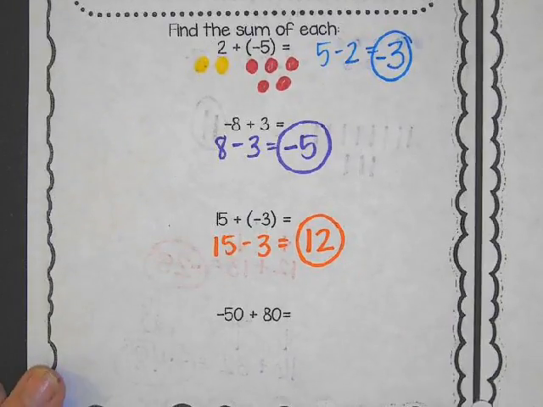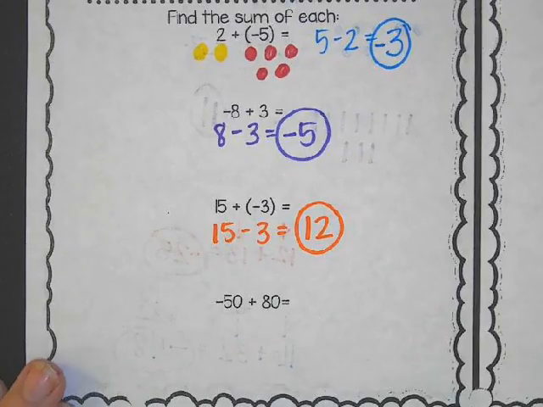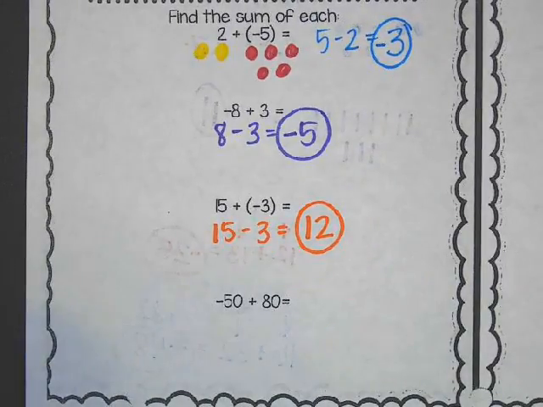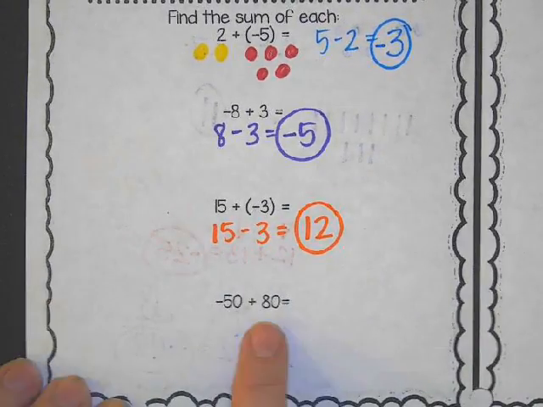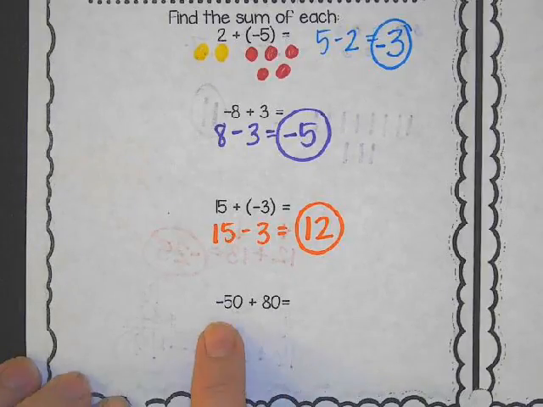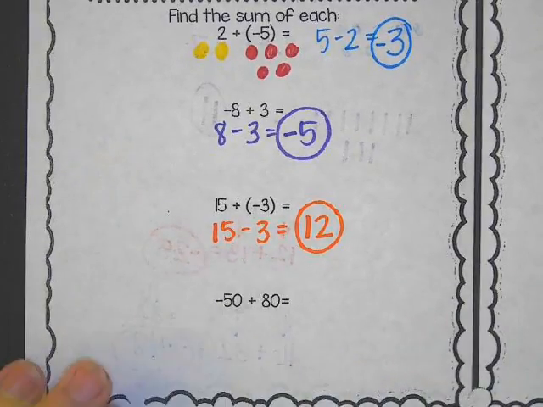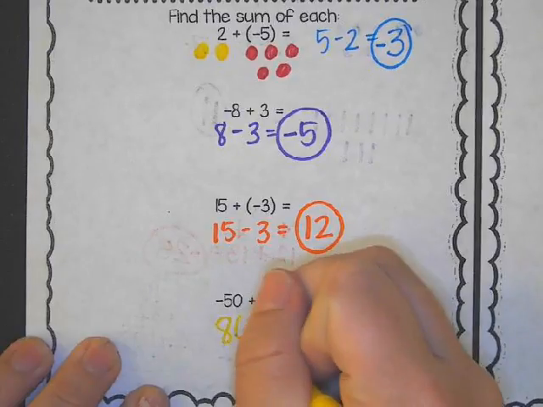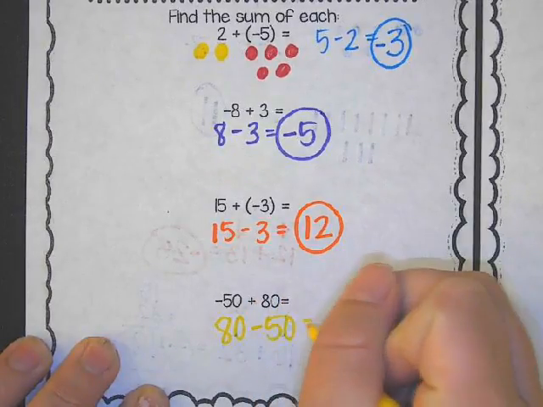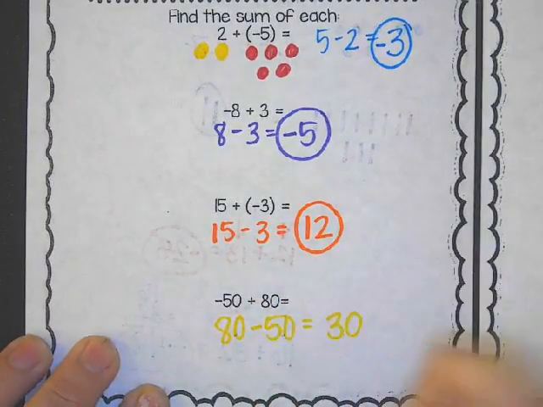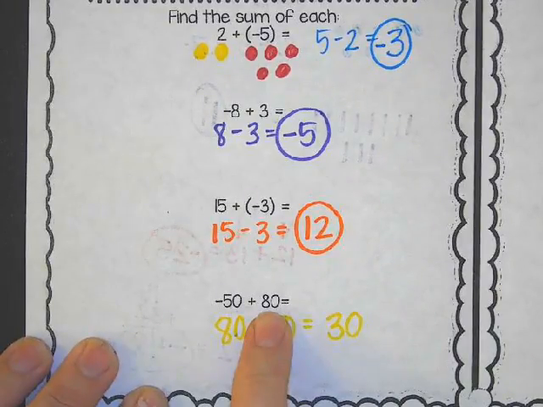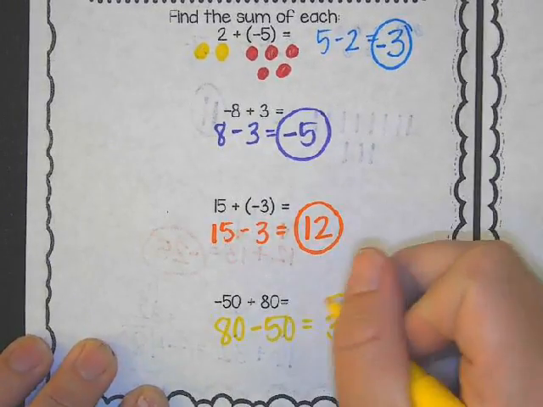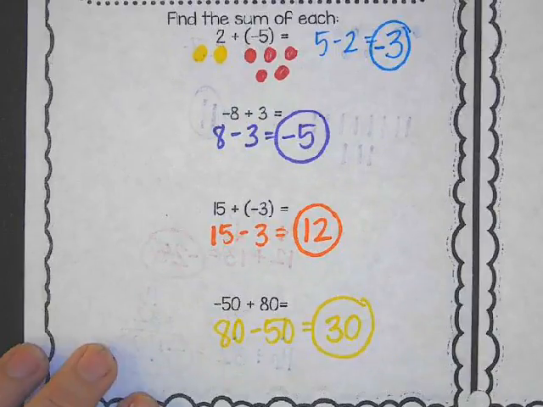Take a moment and pause and try this next one on your own. Hopefully you realize that 80 has a greater absolute value than negative 50. So really, if we rewrite this problem, we'll say 80 minus 50 gives us 30. Because the positive value is greater, my answer is going to be a positive answer.